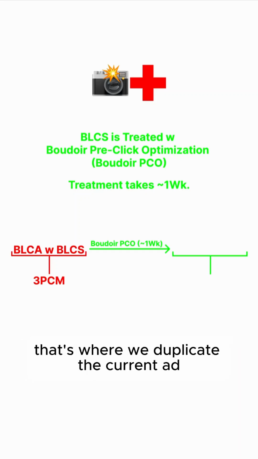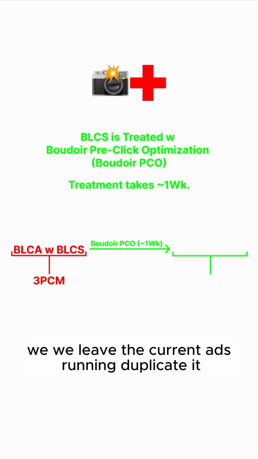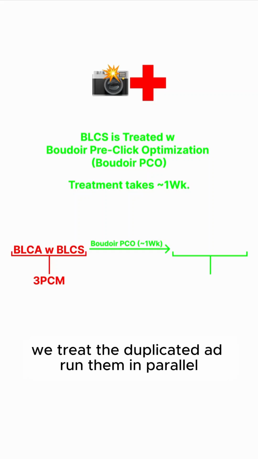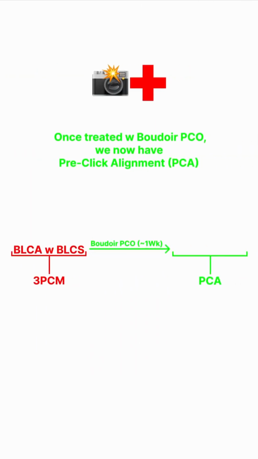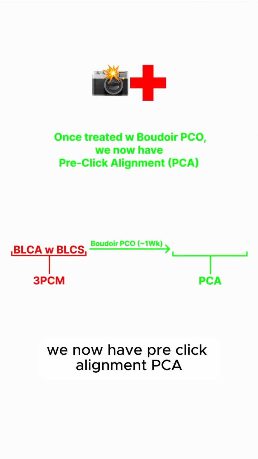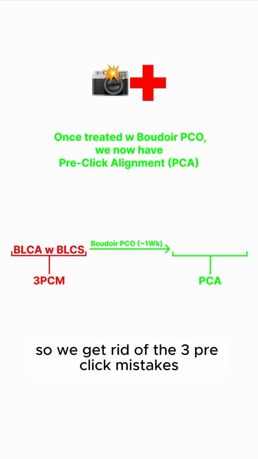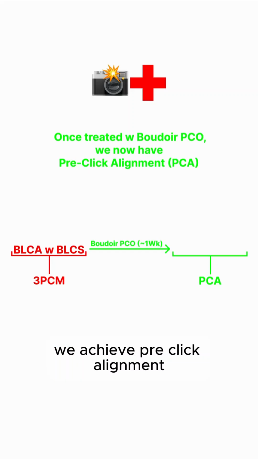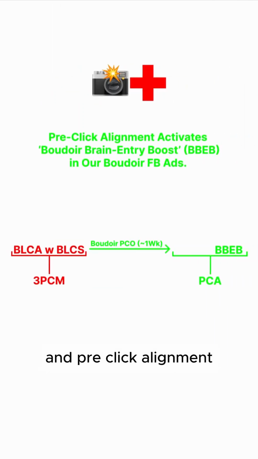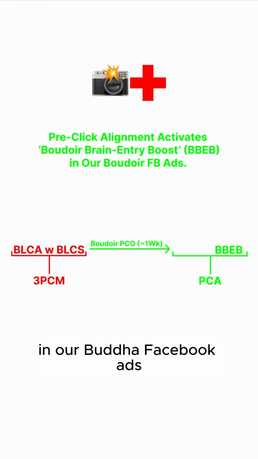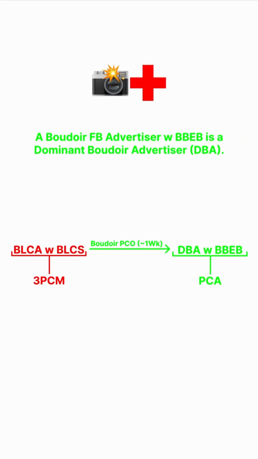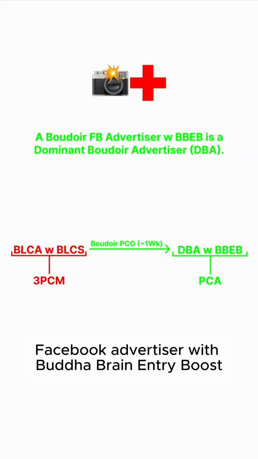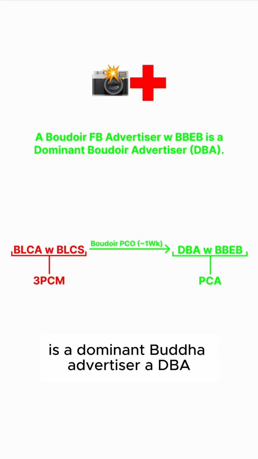And that's where we duplicate the current ad. We leave the current ad running. Duplicate it, we treat the duplicated ad, run them in parallel, keep whichever one is running at the end that has the better metrics. Now, once treated with Boudoir Pico, we now have pre-click alignment, PCA. So we get rid of the three pre-click mistakes. We achieve pre-click alignment. And pre-click alignment activates Boudoir brain entry boost in our Boudoir Facebook ads. So basically, we got our unique CTR all above 6%. And a Boudoir Facebook advertiser with Boudoir brain entry boost is a dominant Boudoir advertiser, a DBA.